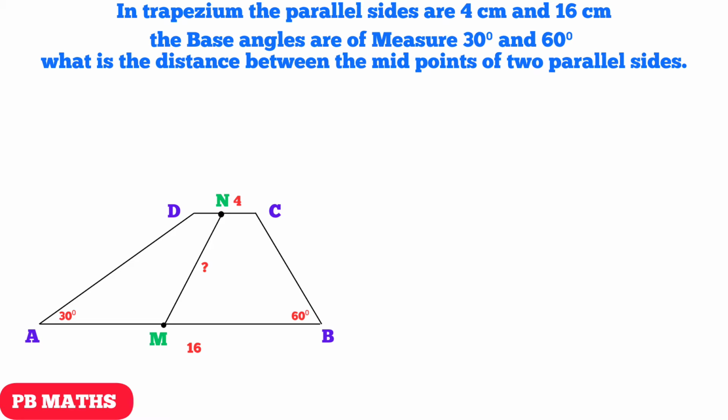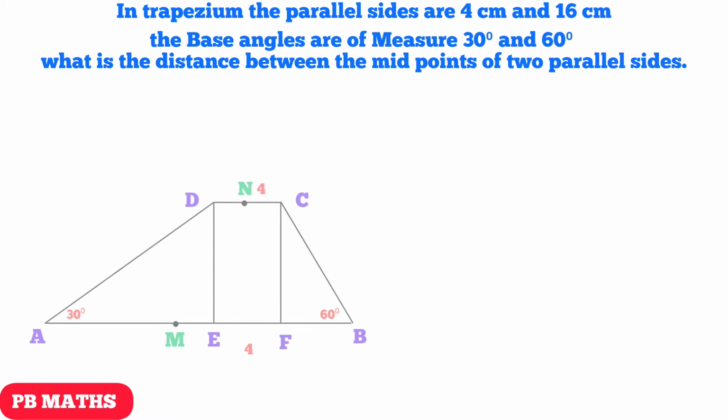To find that, let's do some constructions. Let's drop a perpendicular DE to base AB and also drop a perpendicular CF to base AB. Now we can say that DEFC is a rectangle, and in a rectangle we know that opposite sides are equal, so the length of EF becomes 4 cm. Similarly, let's try to find out the lengths of AE and FB.